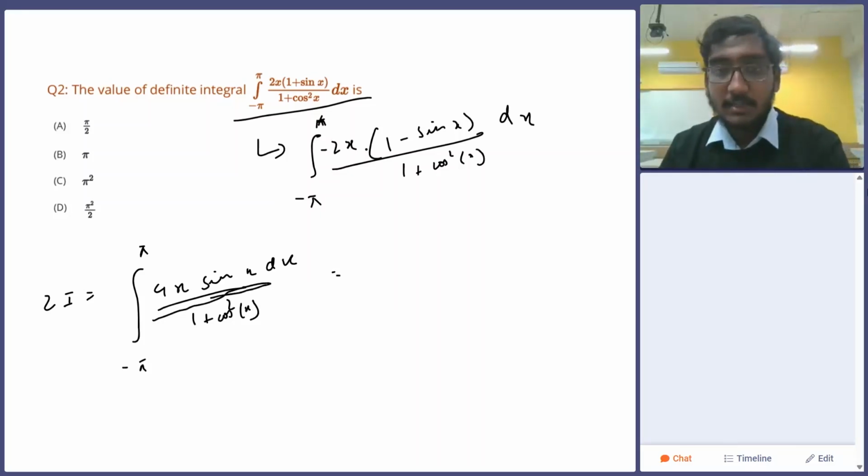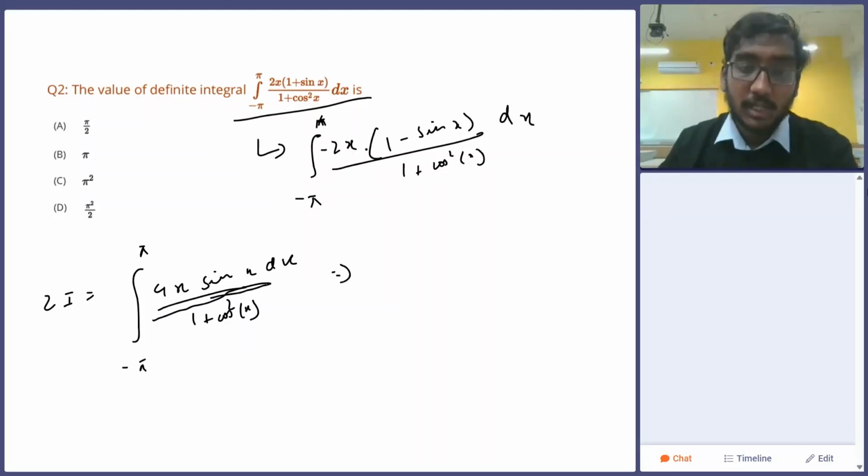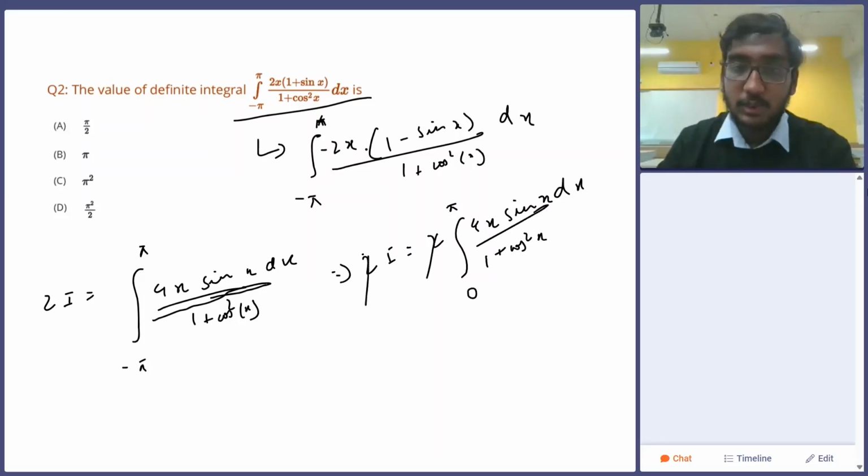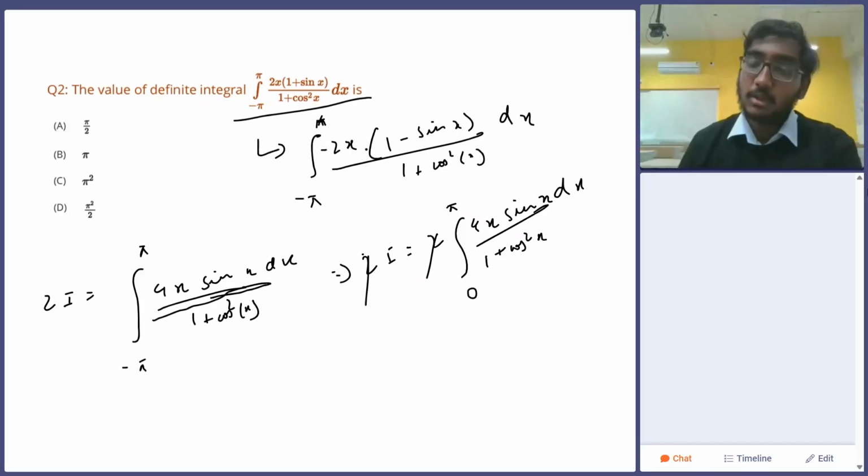f of minus x is the same as f of x, right? That means you can write it as 2 times the integral from 0 to pi. So 2I will be 2 times the integral from 0 to pi of 4x sin x dx divided by 1 plus cos square x. Cancel these two. You have the expression for I as this: I is equal to the integral from 0 to pi of 4x sin x dx upon 1 plus cos square x.